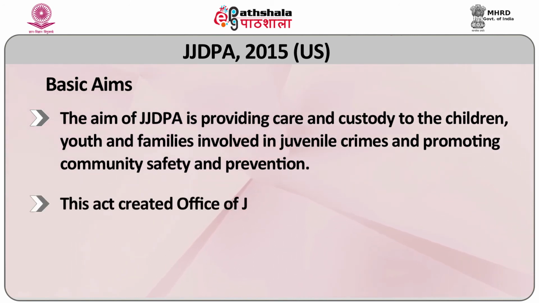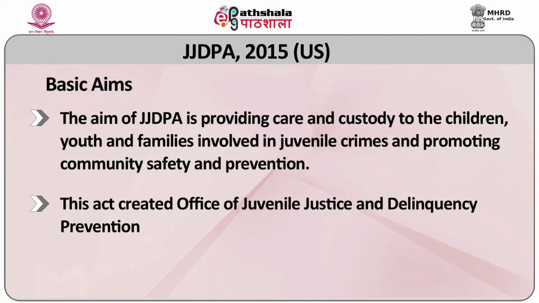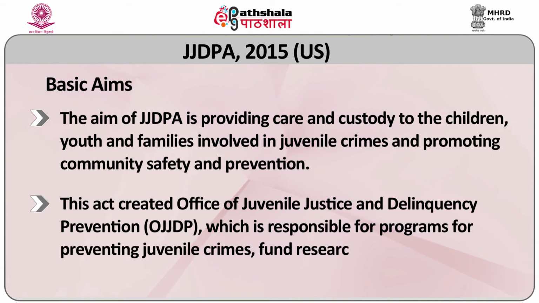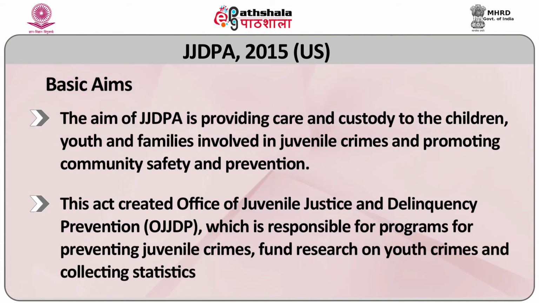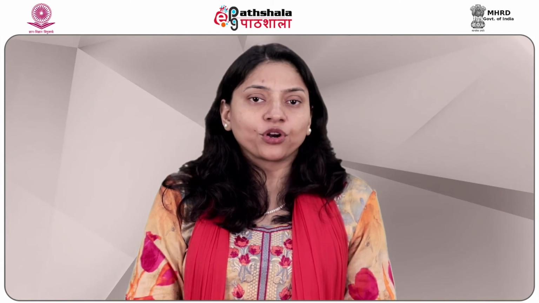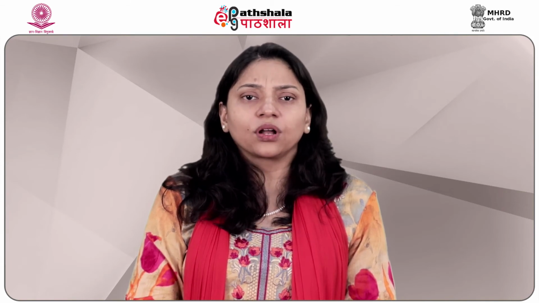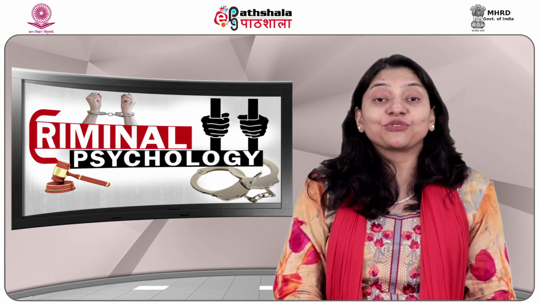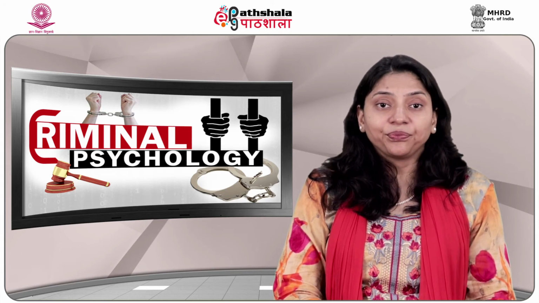This act created the Office of Juvenile Justice and Delinquency Prevention, which is responsible for programs for preventing juvenile crimes, funding research on youth crimes, and collecting statistics based on youth crimes. They have 4 important mandates, or core components, in this act. Deinstitutionalization of status offenders is one of them.